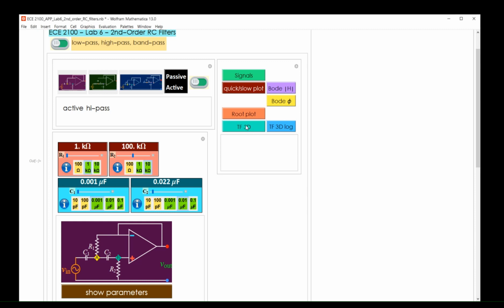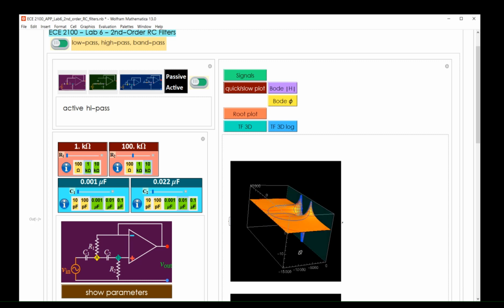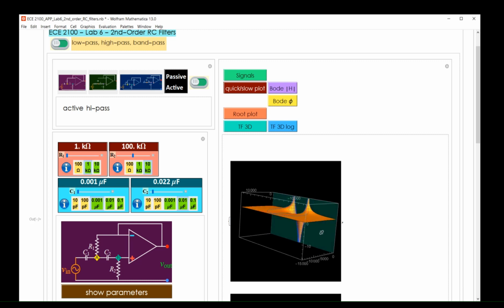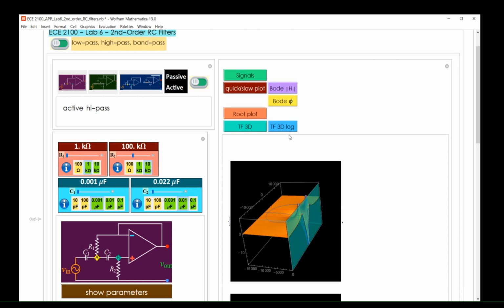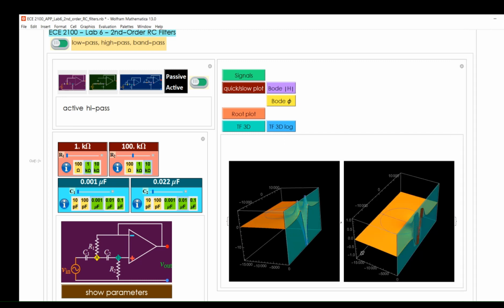The 3D transfer function graph shows the poles and zeros of the transfer function. One graph is for the magnitude, the other is for the phase. The various contours, red and blue, are the contours of constant magnitude or phase.